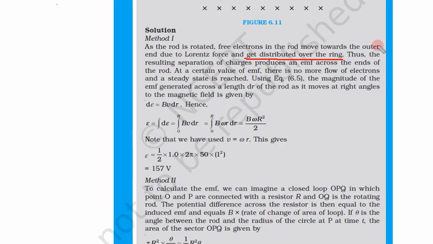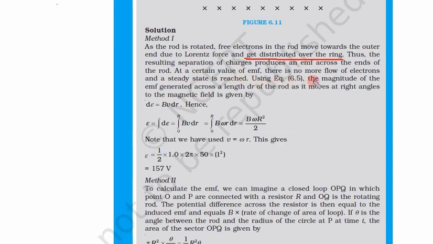So electrons are accumulated on the ring, and this side is positive. Thus there is a resulting separation of charges, and this produces an EMF. At a certain value of EMF, there is no more flow of electrons and a steady current is reached. Initially the electrons will start moving rapidly and there is some delay, but after some time a steady state is reached, as we have learned. So what happens in a steady state? There is a net flow equal to the net inward flow, and some type of opposite force is generated.